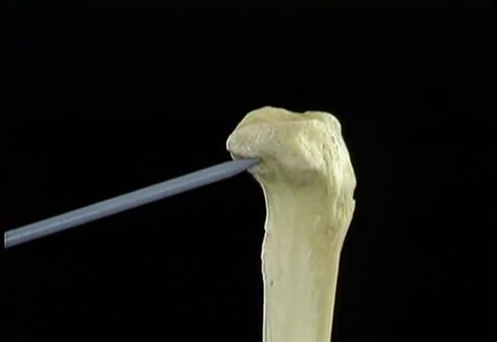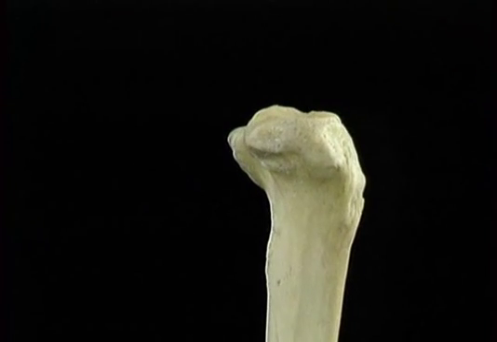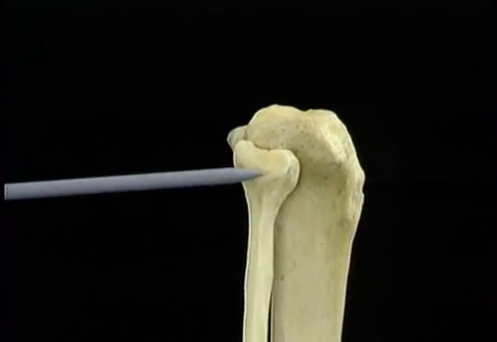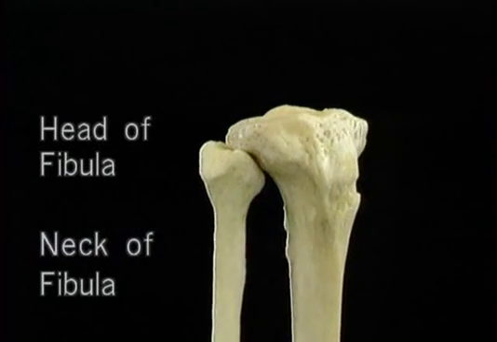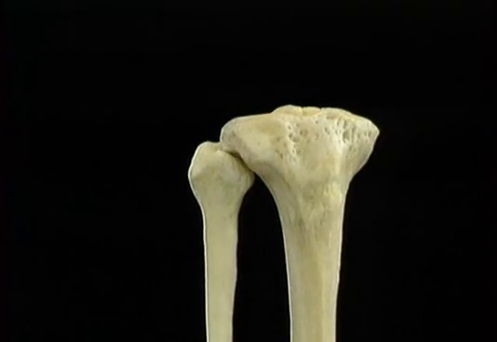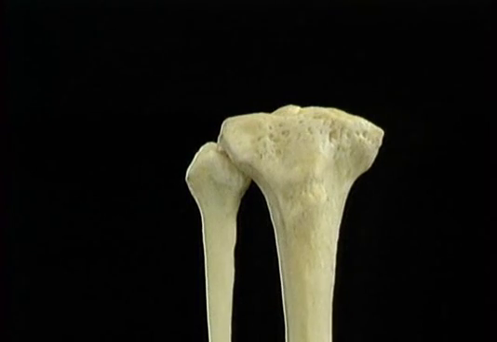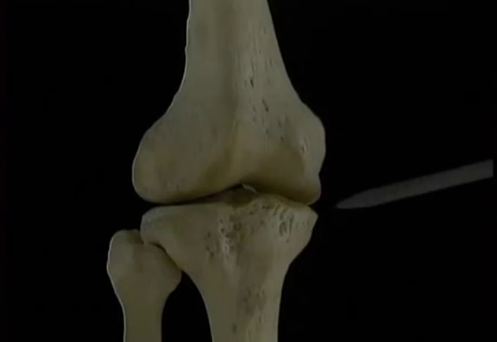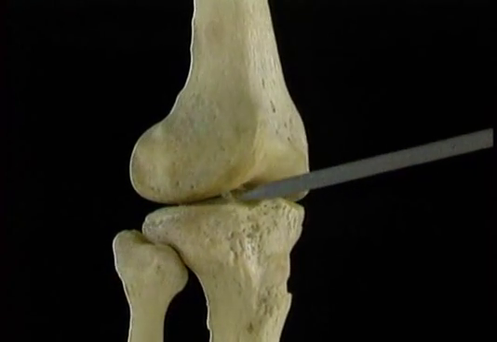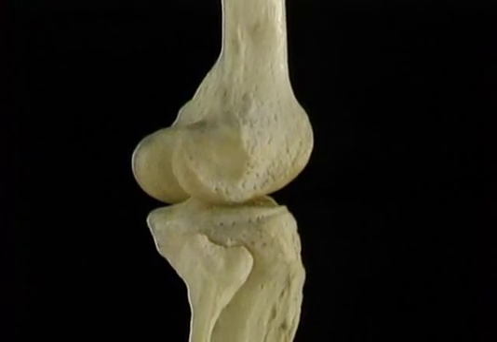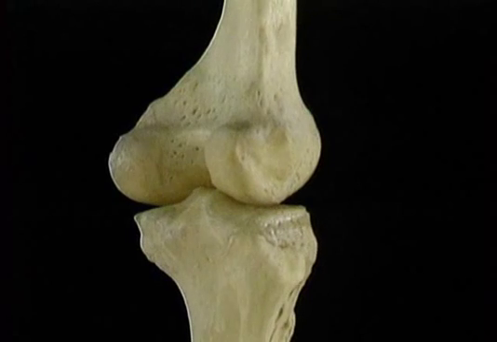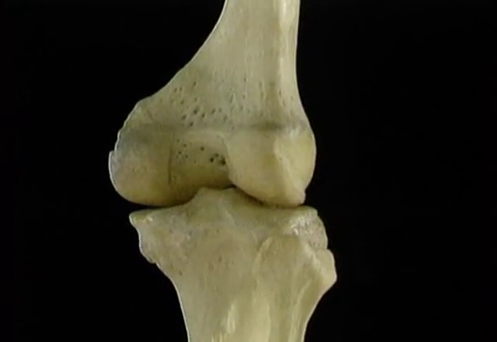The small facet under here is for the fibula, which we'll add. This is the head of the fibula, this is the neck. The head of the fibula is the point of attachment of a major ligament of the knee joint, as we'll see. The space on each side of the knee between the femoral condyle and the tibial condyle is occupied by a crescent-shaped piece of cartilage, a meniscus, which we'll see shortly.